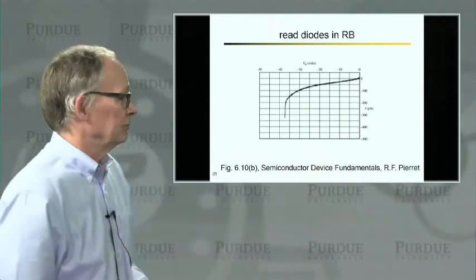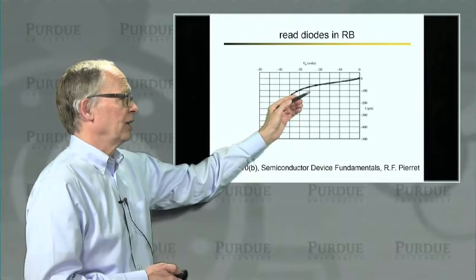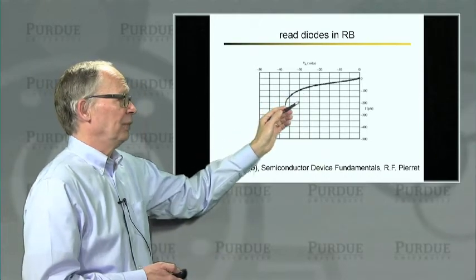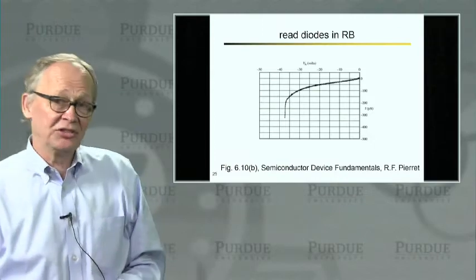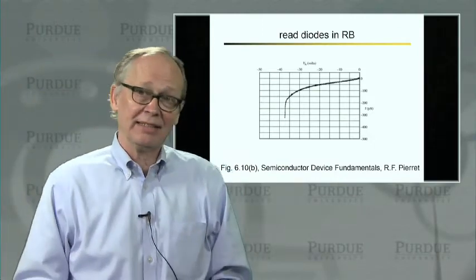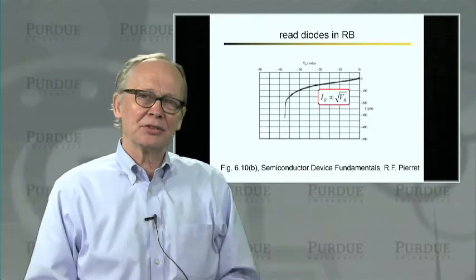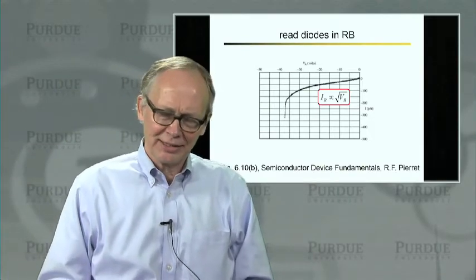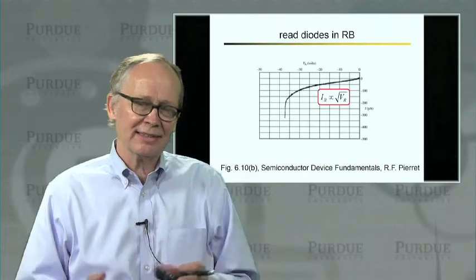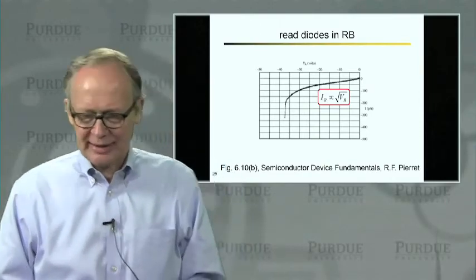This is a real diode, so this is a figure that comes from your book, and you can see this is the reverse biased current, and you can see that it is not constant. It increases with voltage. In fact, it increases as the square root of the reverse bias. All right, so that's a hint. It tells us something about what's going on in this particular diode.